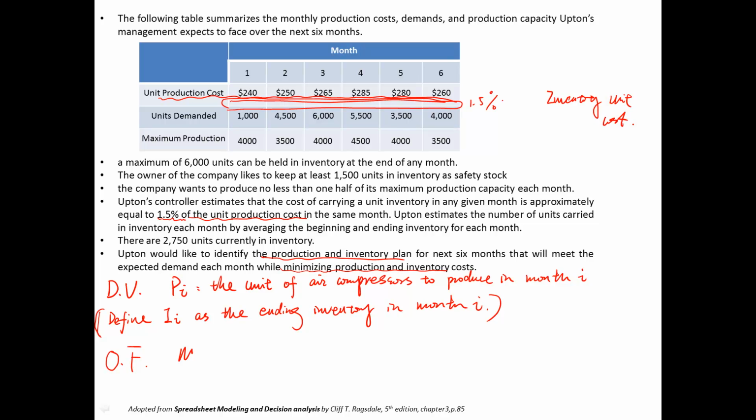Then what we need to pay attention to is whether we should use the ending inventory, the beginning inventory, or the average inventory to calculate this inventory cost. Here they estimate the number of units carried in inventory each month by averaging the beginning and ending inventory for each month. So it should be the average inventory. That makes sense too, right? It depends on how many units are carried on average.